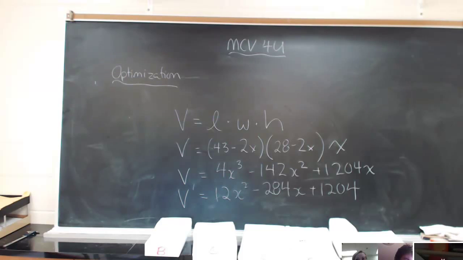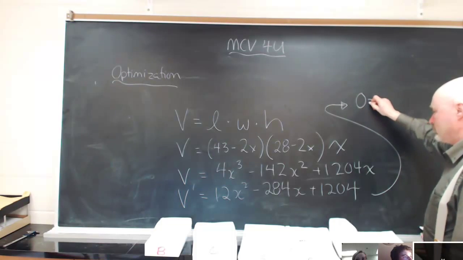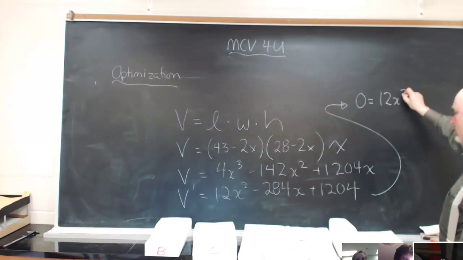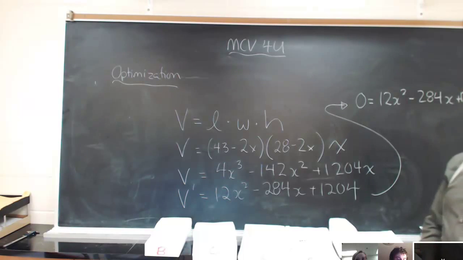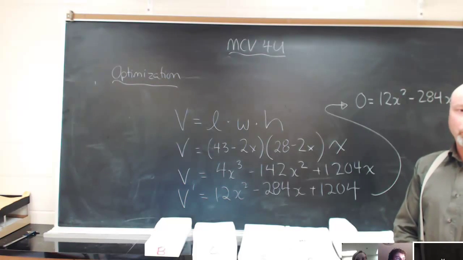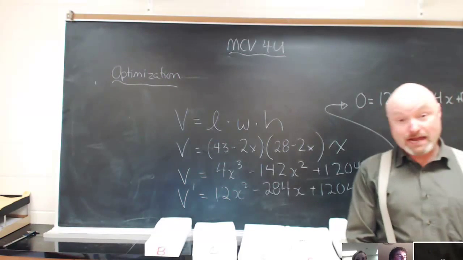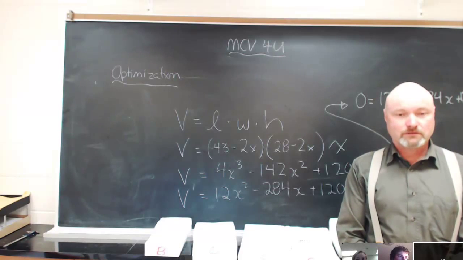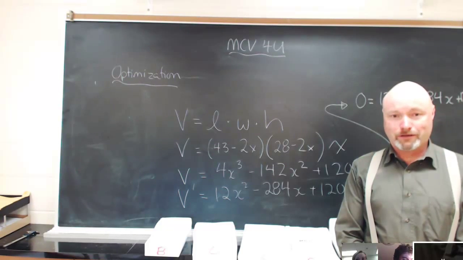Okay, so to find a maximum, what do we do? Now we need to set V prime to 0. Okay, and my next question is, how are we going to solve for x? Actually, it doesn't factor. That's the good news. This one doesn't factor. So how are we going to solve for x? The quadratic formula. Very good.